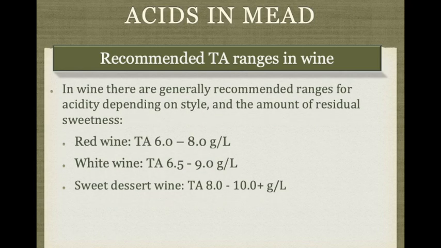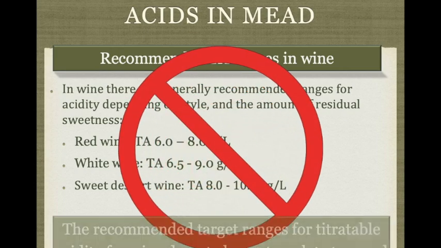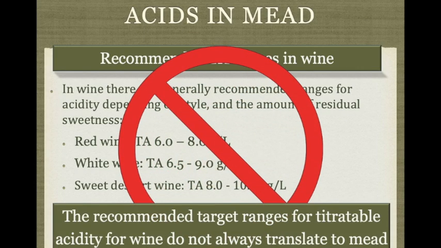Now, in the wine literature, and I didn't provide references because these were taken off of the internet from various sources, in winemaking they do have targets for titratable acidity depending on the style of wine and how much residual sweetness is left. One thing I've noticed though is if you try to use these targets in mead, they don't always work out so well. Whatever recommended ranges for titratable acidity in wine you might use, they don't always translate directly to mead.